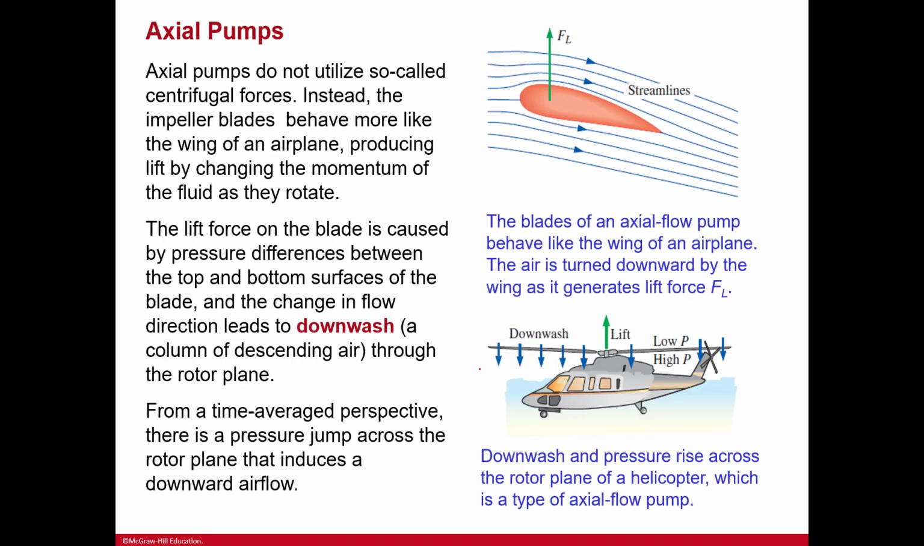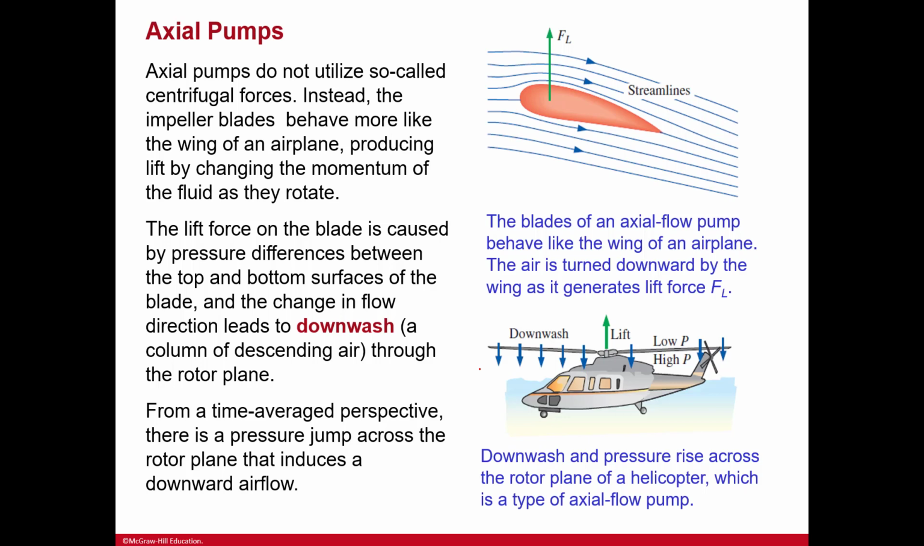So then moving on to axial pumps, they do not utilize the so-called centrifugal forces. Instead, the impeller blades behave more like the wing of an airplane, producing lift by changing the momentum of the fluid as they rotate. The lift force on this blade is caused by the pressure differences between the top and the bottom surfaces of the blade, and the change in flow direction leads to that downwash, which is a column of descending air through the rotor plane. And from a time average perspective, there's a pressure jump across the rotor plane that induces a downward airflow.